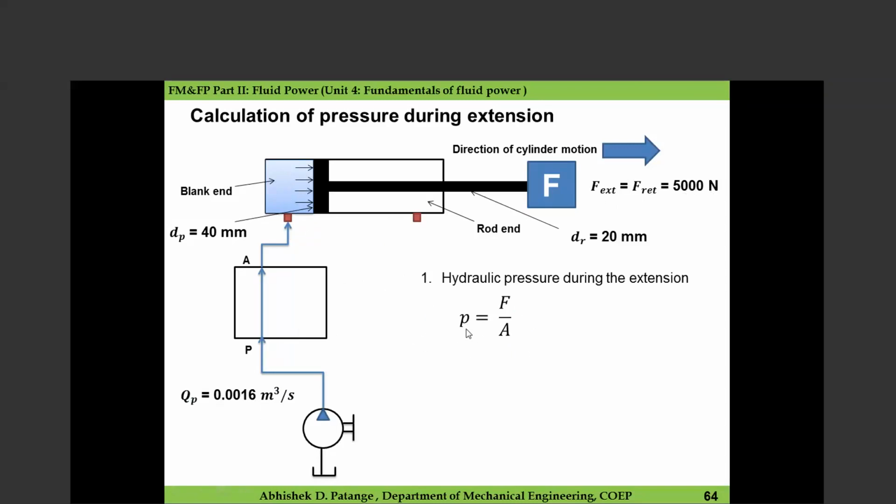So P will be replaced with pressure extension, F will be replaced with force of extension, and this area is replaced by area of piston. As we know, F extension is 5000 Newton. Now we need to know the area of piston. Before that, we can visualize where this pressure extension is going to be located. These arrows indicate the pressure extension.